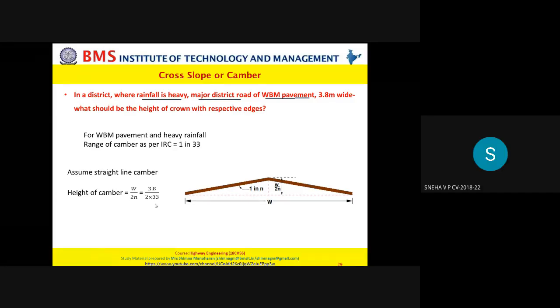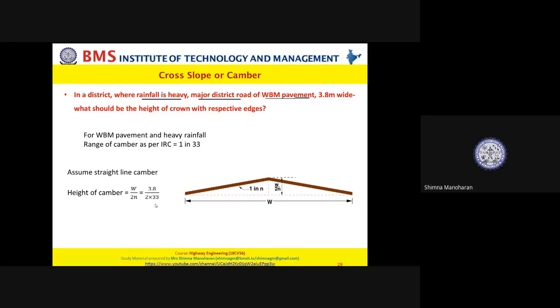0.05. Yeah. So for these values, since you're giving in meters, it's always better you round it off to at least 3 decimal places. What is the value that you're getting? 0.057. Yeah, 0.057, approximately that.